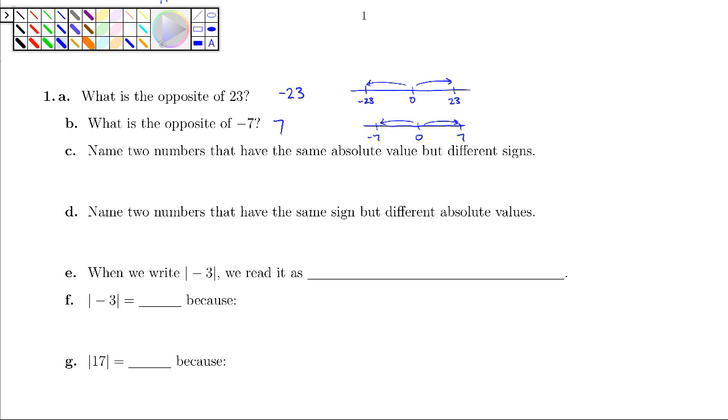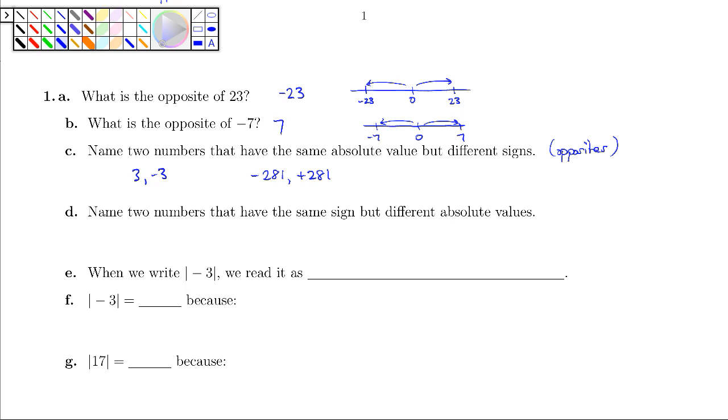Okay, so name 2 numbers that have the same absolute value but different signs. There's many, many numbers you can choose. So these should be same absolute values but different signs. These should be opposite numbers. So like 3 and negative 3, or 281, negative 281, and positive 281. Okay, so any two numbers that you choose to write there are fine, as long as they have the same absolute value, but they go in opposite directions from 0.